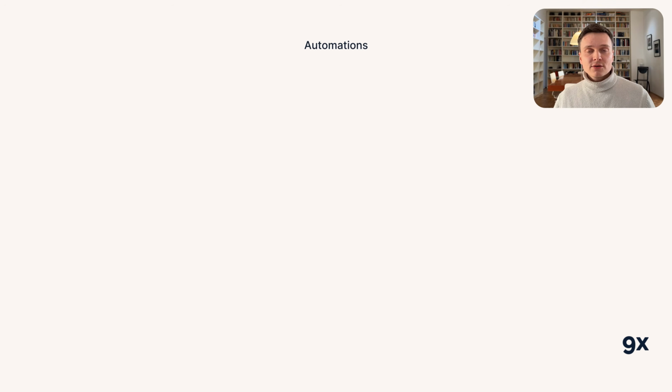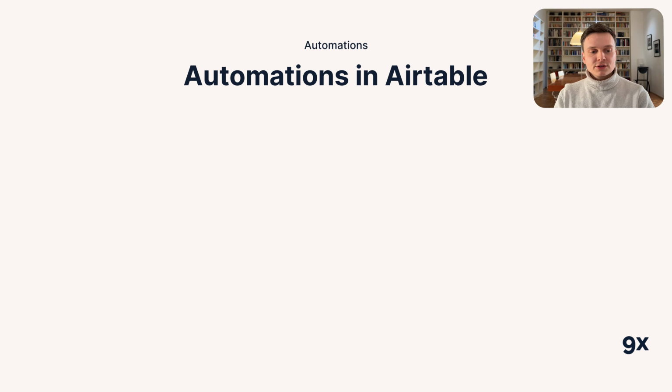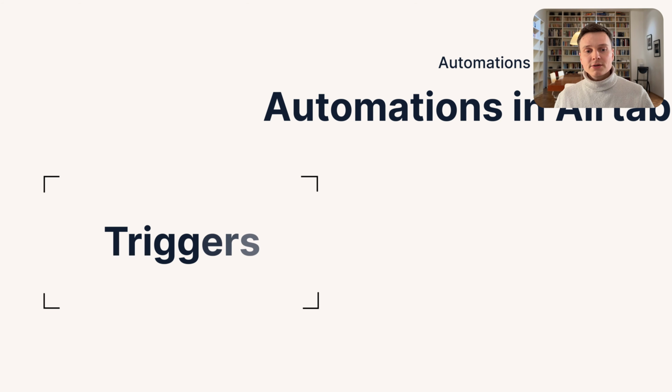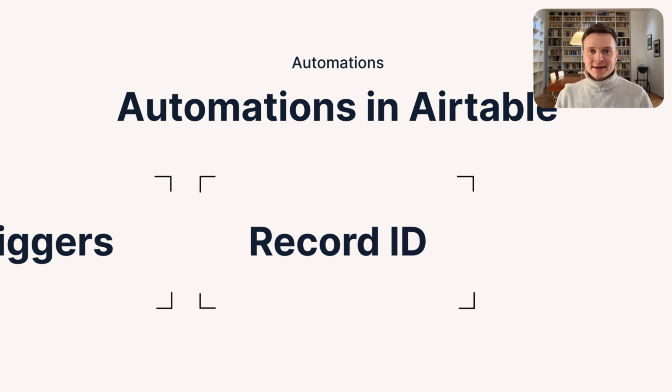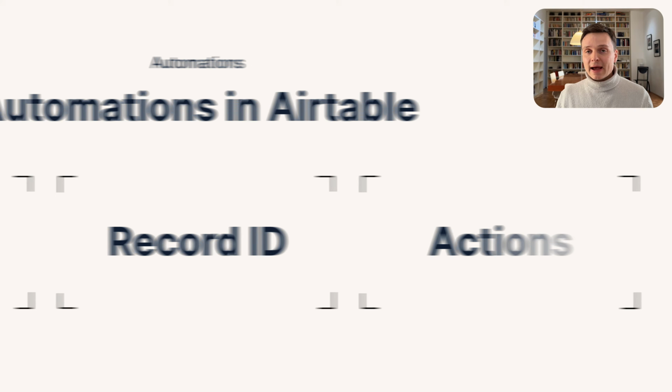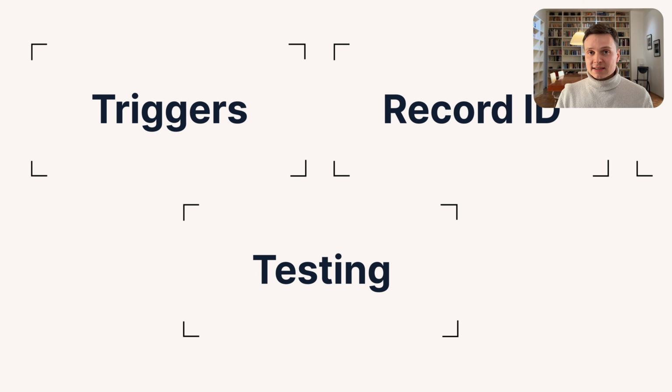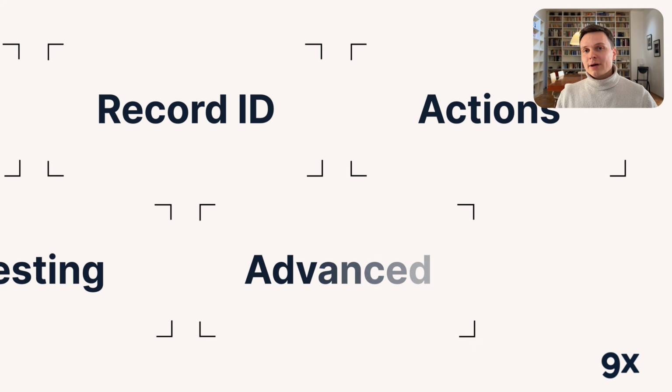There are 5 things you need to know about automations to get started. First, triggers, how to trigger automations. You need to understand the notion of record ID because we use it all the time inside automations. The different actions, how you're going to test automations, and then what are the different advanced options you have inside Airtable automations. So let's take a look.